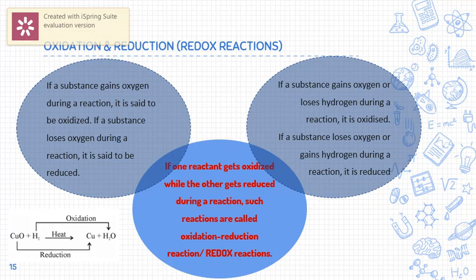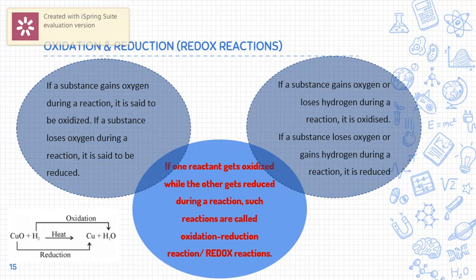You can see the slide. There are three elliptical diagrams where I have shown which one is oxidized and which one is reduced. Now please note, if a substance gains oxygen during a reaction, it is said to be oxidized. Here, hydrogen is oxidized. Why? See the definition: if a substance gains oxygen during a reaction, it is said to be oxidized. Hydrogen is a substance gaining oxygen from copper oxide, so hydrogen is oxidized to water.